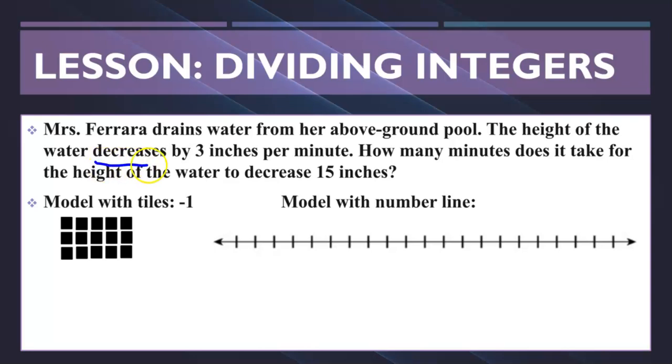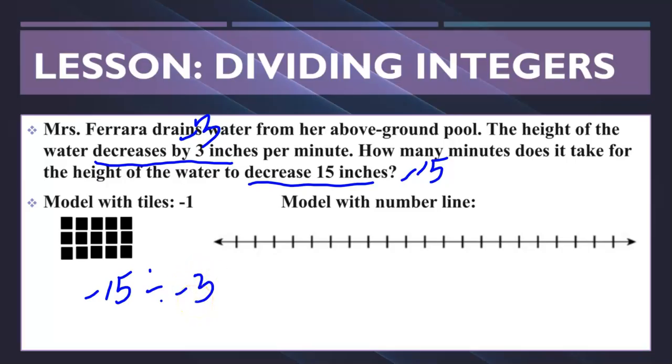Now here it says a decrease of 3 inches. That means -3. And decrease 15 inches means a -15. So we're going to take -15. That's the total number of inches it's going to decrease by. And we're going to divide that by -3, which is the rate of how quickly it's decreasing per minute. And they're asking how many minutes does it take for the water to have that height. So -15 divided by -3 would give us an answer of 5 minutes.